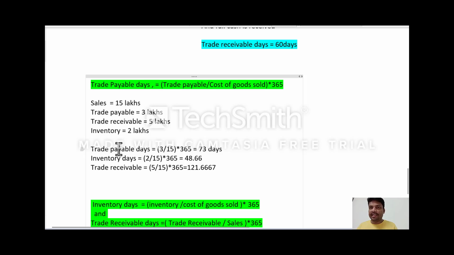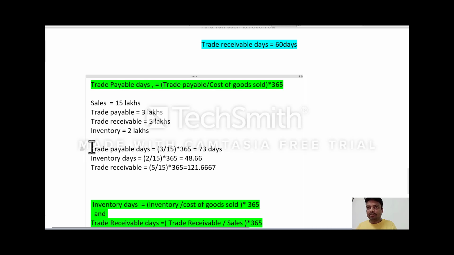We also know that trade payable is a current liability. Trade receivables and inventory are current assets. If you have any doubt, you can comment in the link below. I will make a separate video on current assets and non-current assets where we will simplify things.